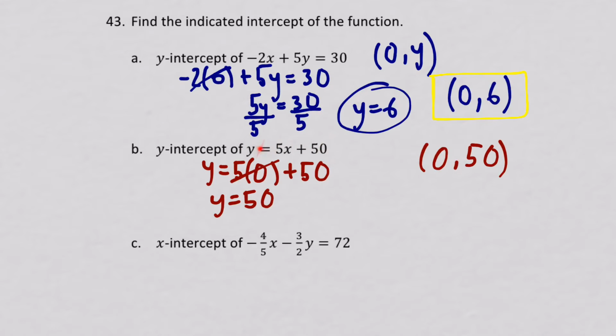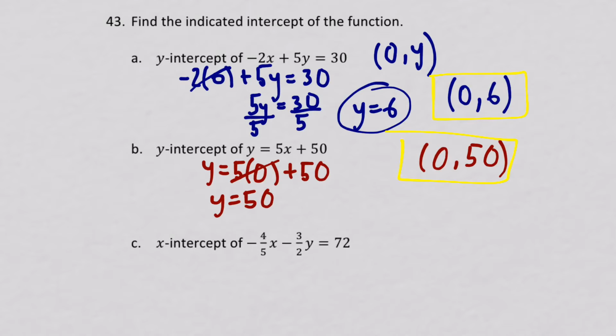Some of you guys might have noticed that this is written in slope-intercept form, and when they give you the equation in slope-intercept form, this first number next to the x represents the slope, and this final number, which is b, right, represents the letter b, is the y-intercept. So you could have just said the y-intercept is 50. Okay, so you could have done it that way, or you actually substituted in 0, in which case you got the exact same answer.